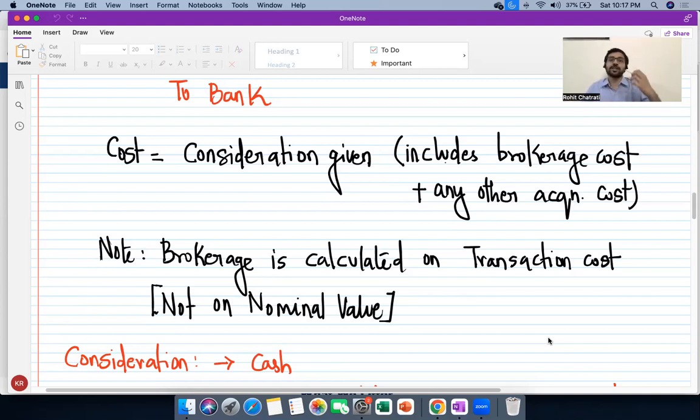I hope the transaction is clear. I have acquired Government of India debentures. You had Government of India bonds with you, you have given them to me, and I've purchased GOI bonds from you.